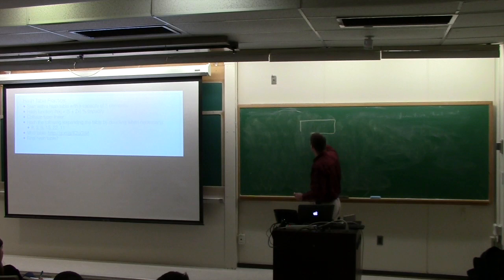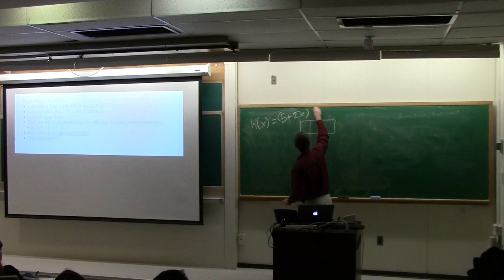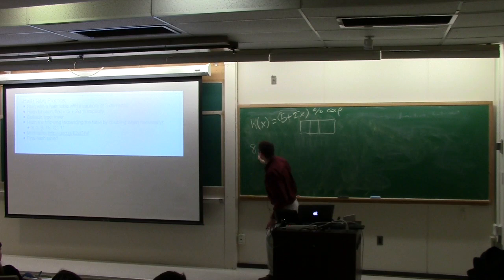a three-element vector. Okay? The hash function is going to be 5 plus 2x mod the capacity. All right? And then we're going to hash 8, 3, 9, 15, 22, and 11. And we're going to try to figure out what the final table is.